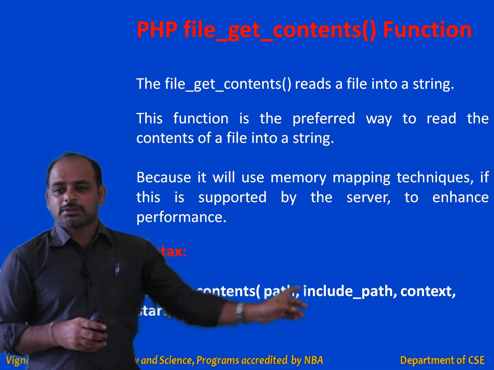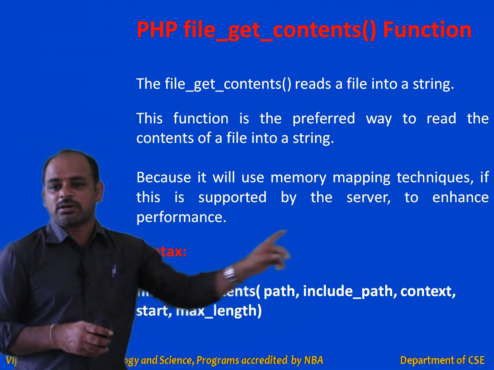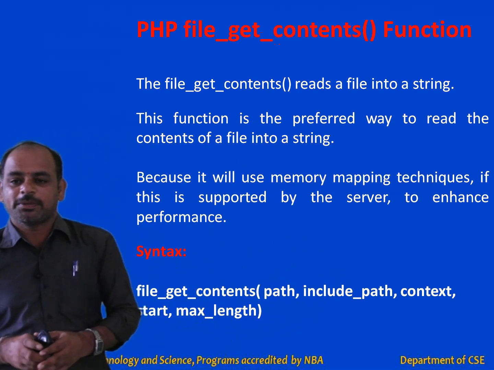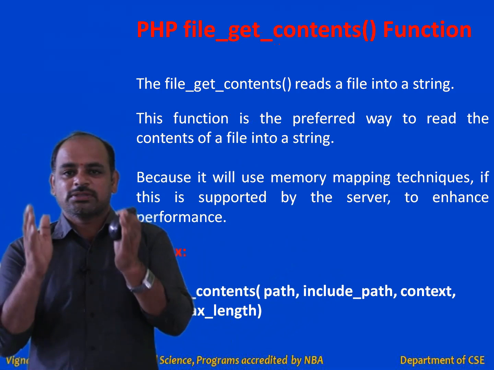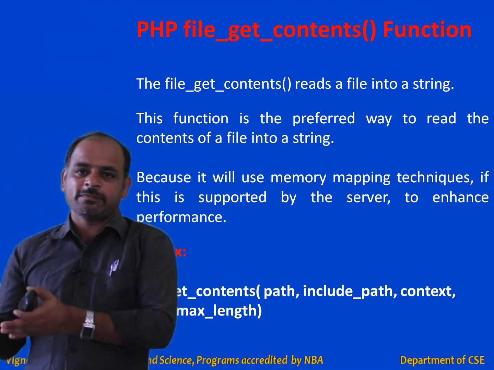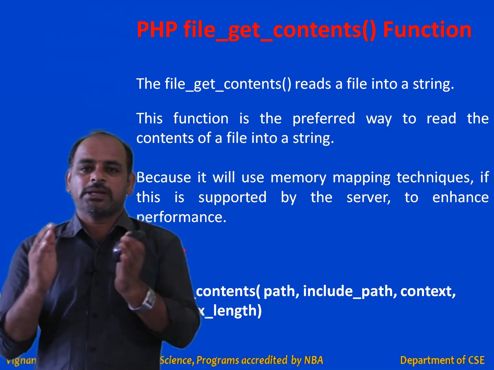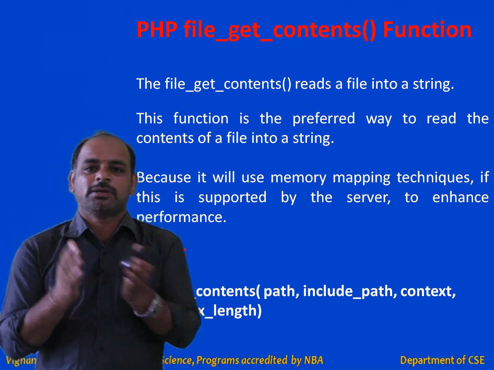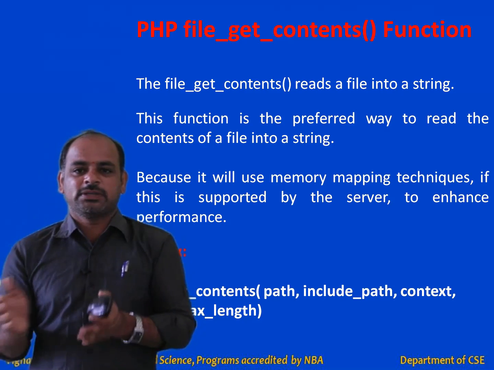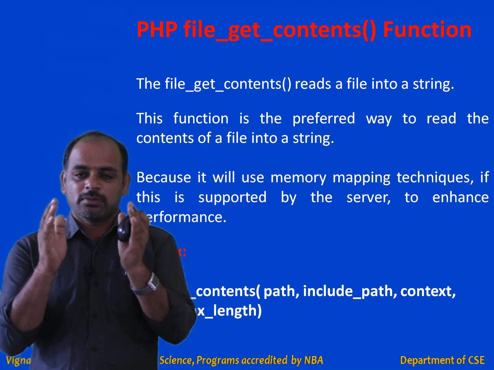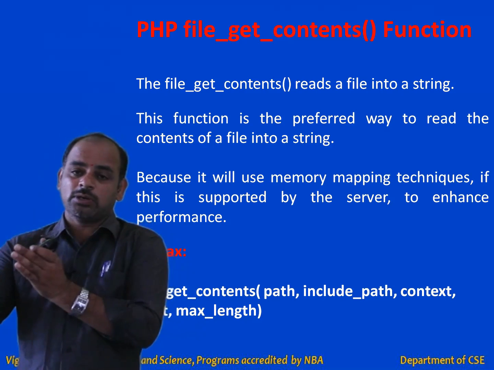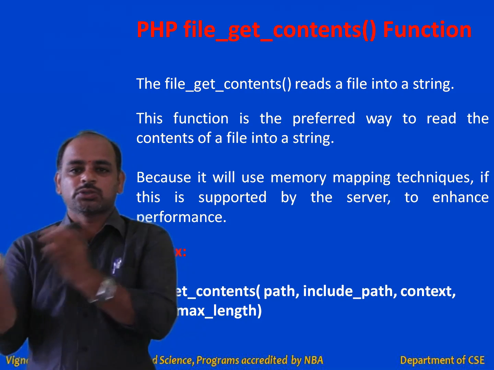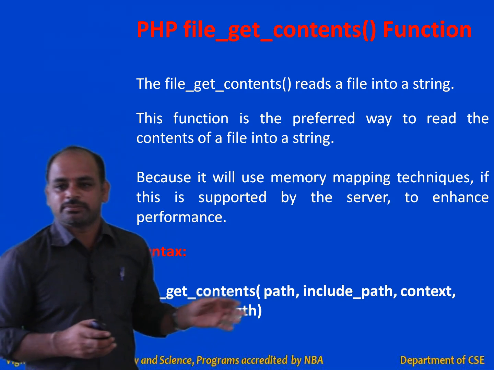In this again, the parameters are path, include path and context, and also the starting point and maximum length. That means when we have a file, what is the starting point from where you want to read that file content and how many bytes you want to read. That is the maximum length you have to specify, and the starting point of the file pointer as well. Wherever you give the starting point, it starts reading the file from that point, and the data will be stored into a string variable.